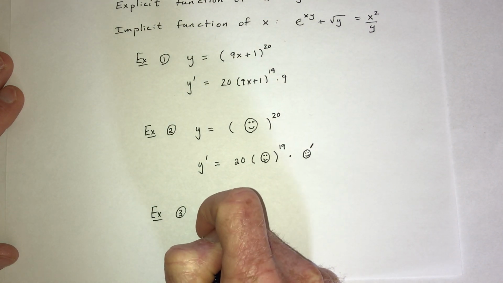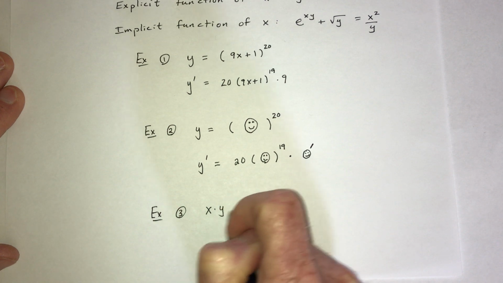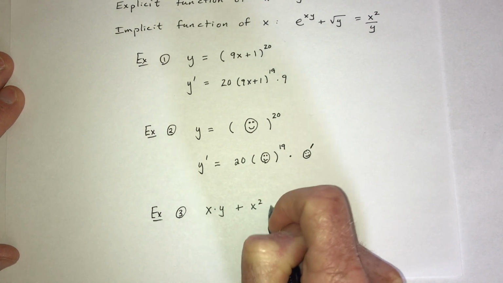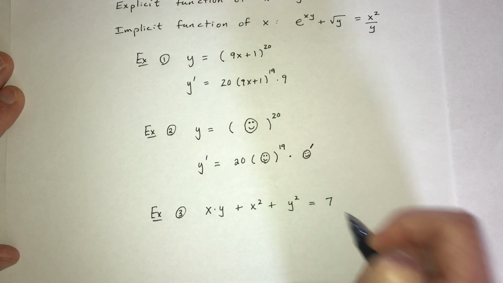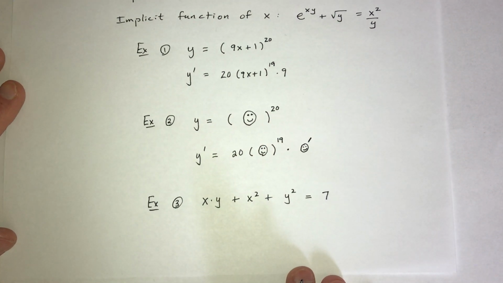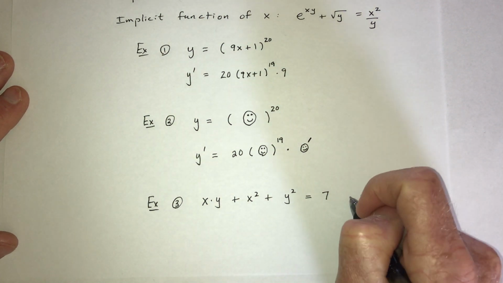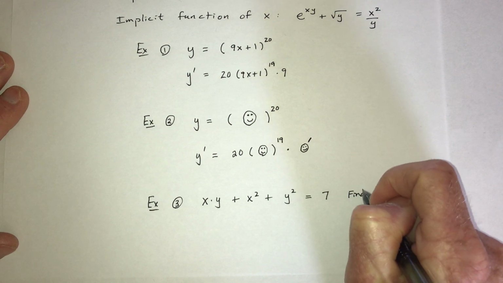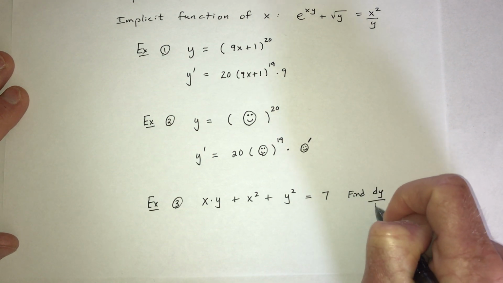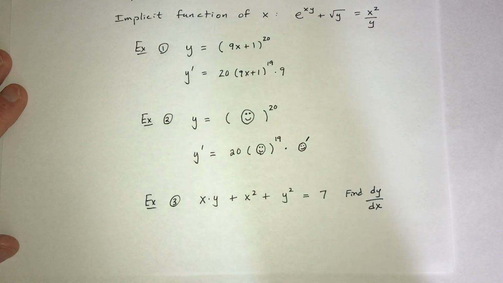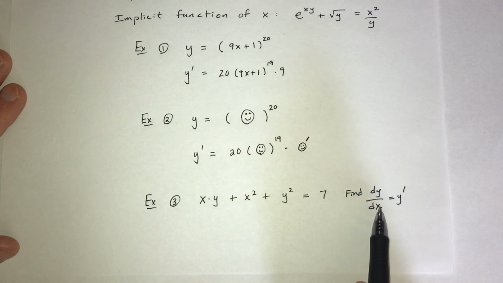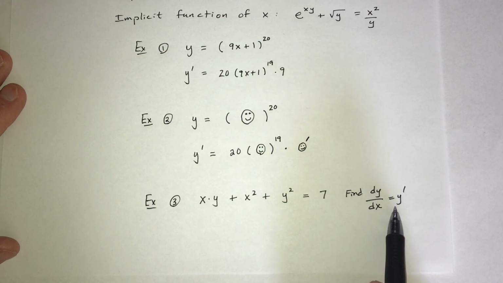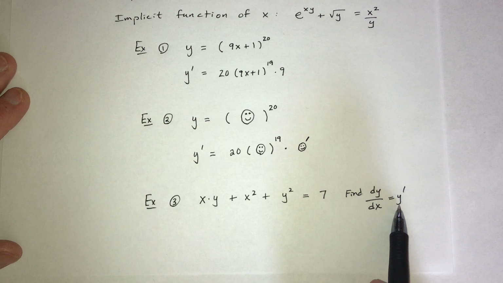How about if it's x times y plus x squared plus y squared equals 7. Now this is an implicit function of x. To be a little more clear, find the derivative dy dx. Or in other words, y prime for short. But with this notation here, it's got more information in it than y prime. y prime is the shortcut.